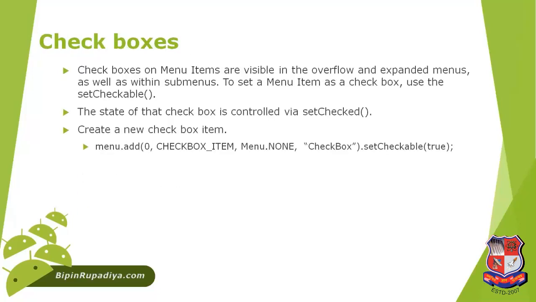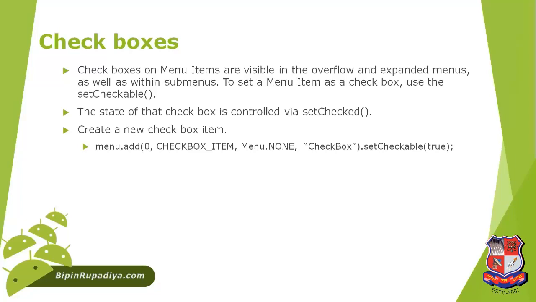Let's first take the checkbox. How can you add a checkbox as a menu item? It's very easy. Again, you need to remember our menu.add method. Always remember the menu.add method has four parameters. First one is the group ID. Second one is the menu item ID. Third is the sort order. And the fourth one is the text that is going to be displayed to your user.